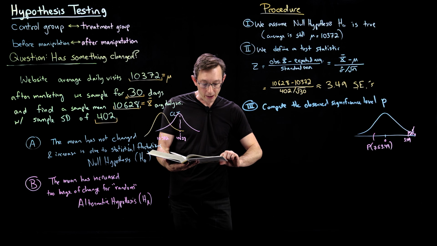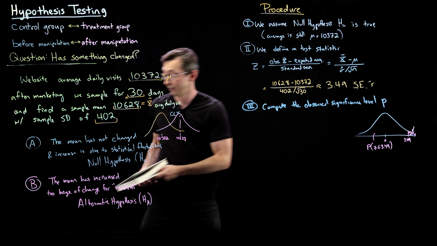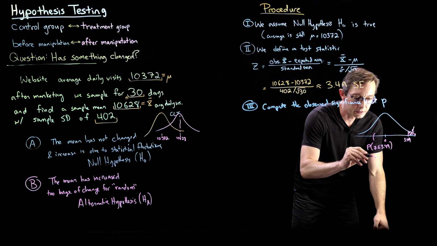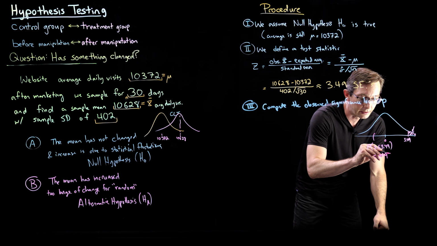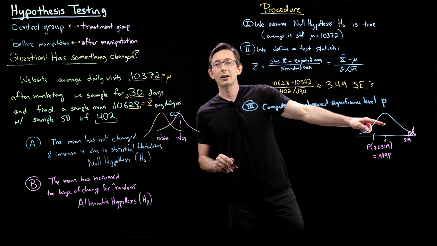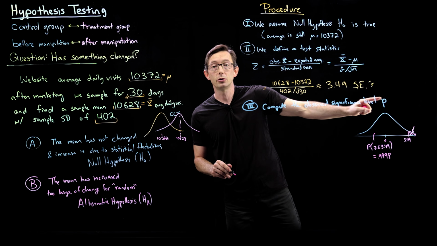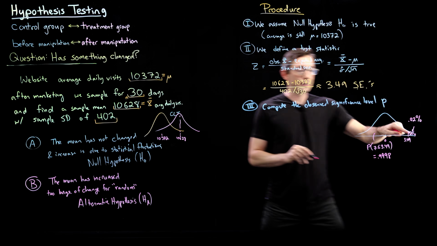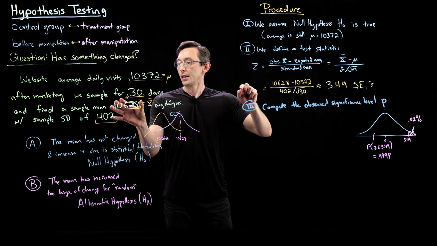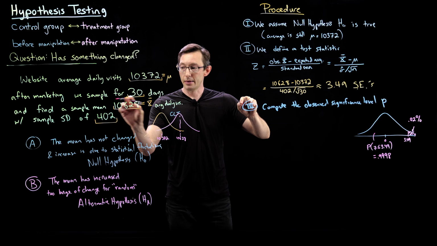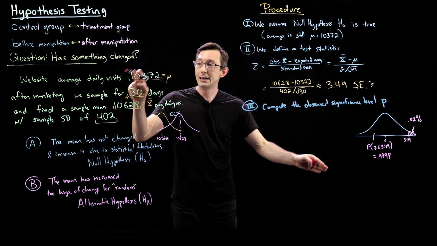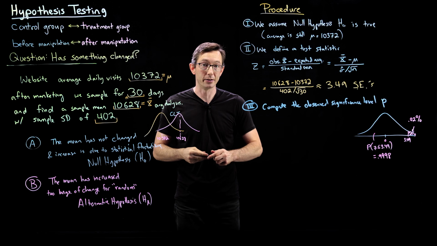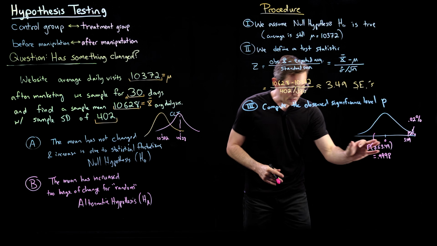3.49 is 0.9998, okay? So this equals 0.9998, which means that there is a less than 0.02% chance that my sample mean would be this large or larger given this previous mean and this sample standard deviation. So this is my p-value.